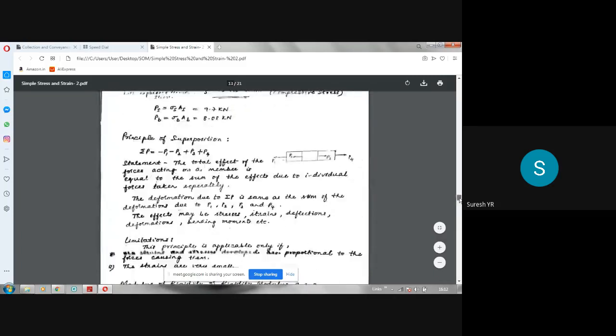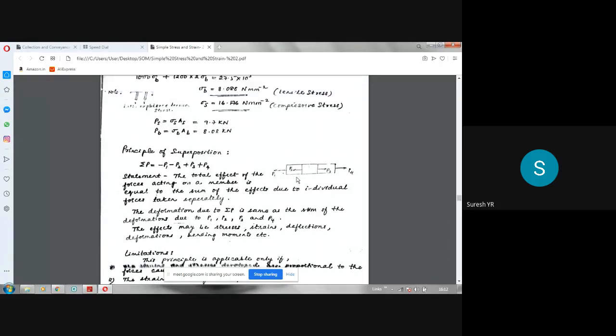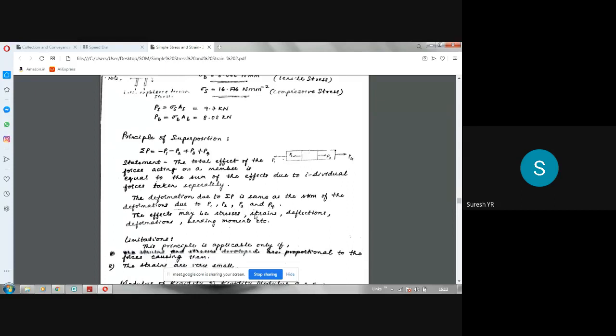Recall I explained about the principle of superposition. That means the net effect of a number of forces, or resultant force you can call, on a structure or on a bar like this, in the sense of compound bars, is the same as the sum of the effects due to individual forces acting on that bar. That is the principle of superposition. It has got two limitations which I have told.